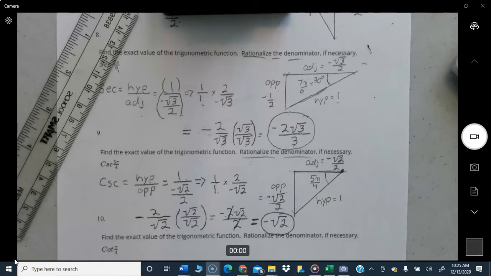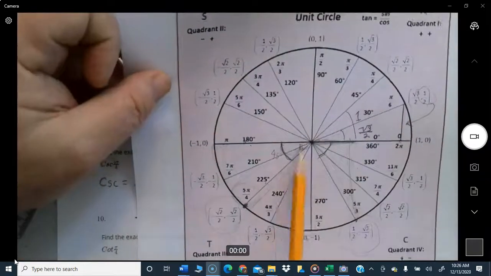Okay. So again, go back and redo this on just a blank piece of paper, not even one you're going to turn in, and see if you can do it from memory. Again, let's review the steps. First, you had to identify what a cosecant was. It's hypotenuse over opposite. Next, you had to identify where 5 pi over 4 is on this.